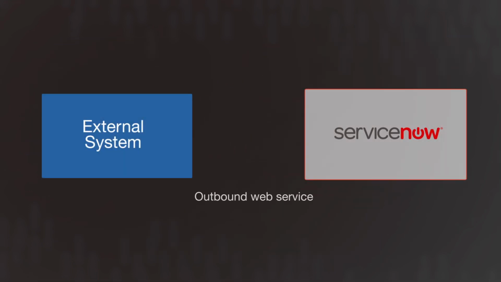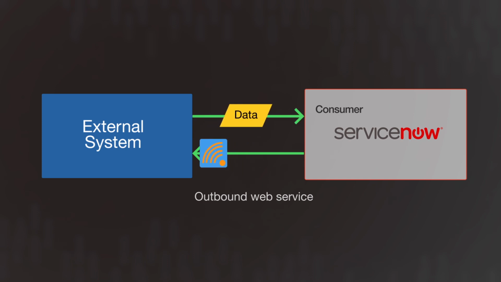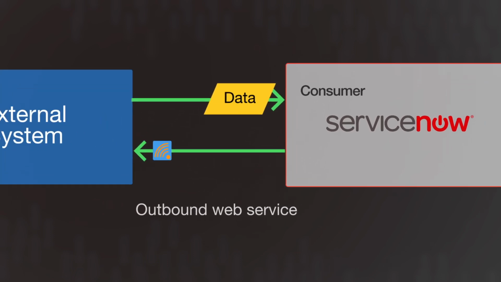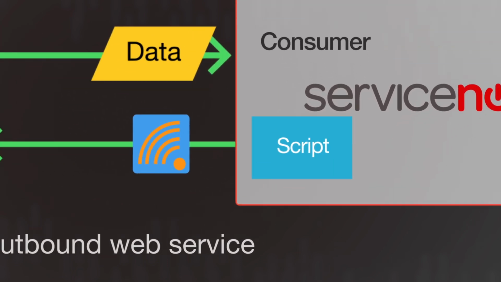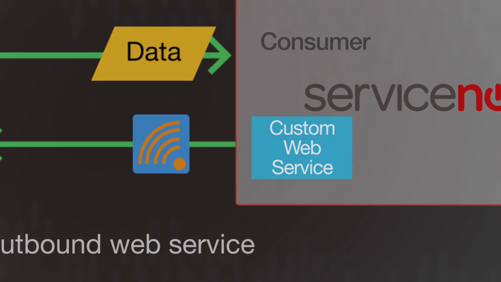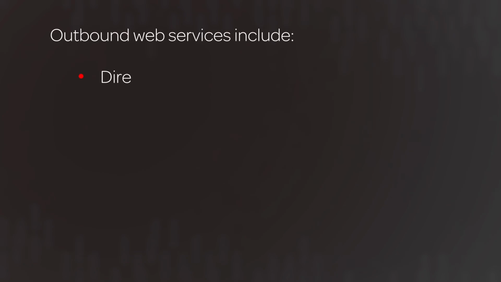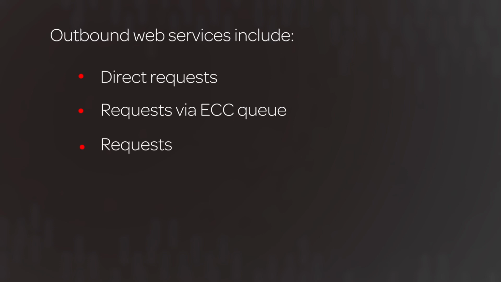For outbound web services, the ServiceNow instance is the consumer sending a request to an external system. The external system confirms that the request has been fulfilled, sending data if applicable. Outbound requests can be initiated in many ways, for example by scripts, such as business rules, transform maps, scripted processors, or custom web services. Outbound web services include direct requests, requests via ECCQ, and requests via midserver.